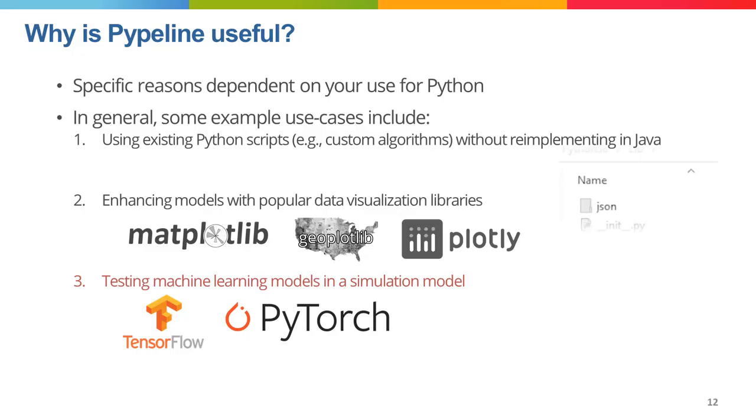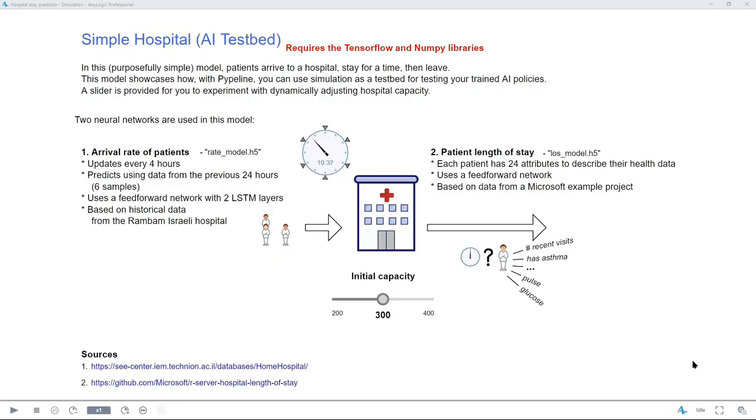A third example use case involves being able to get predictions from machine learning models that you've trained within Python. To see an implementation of this, let's take a look at the pipeline example model of a simple hospital. For this example, I trained two different deep learning policies in Python using real-world data sources for two different purposes. The first policy predicts the arrival rate of patients to a hospital based on the previous day's worth of arrival rates. This update happens every 4 hours.